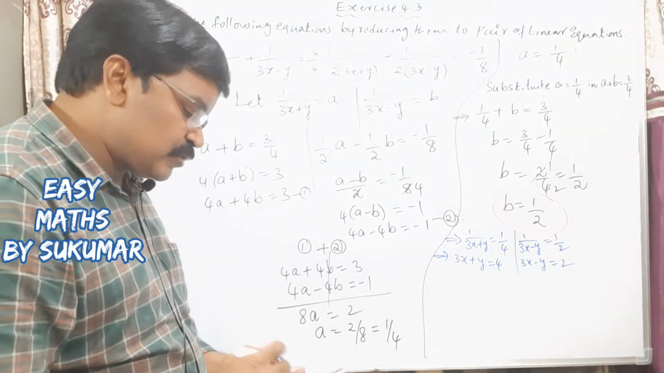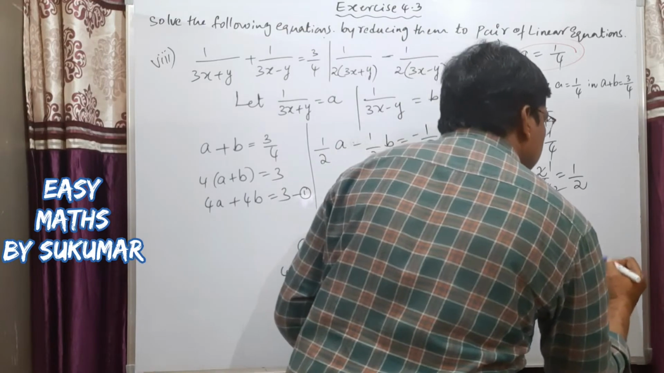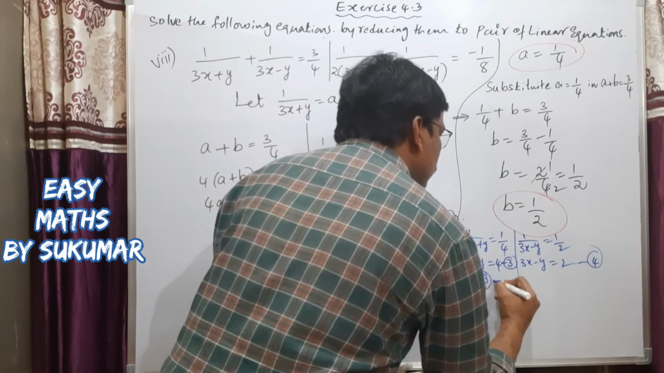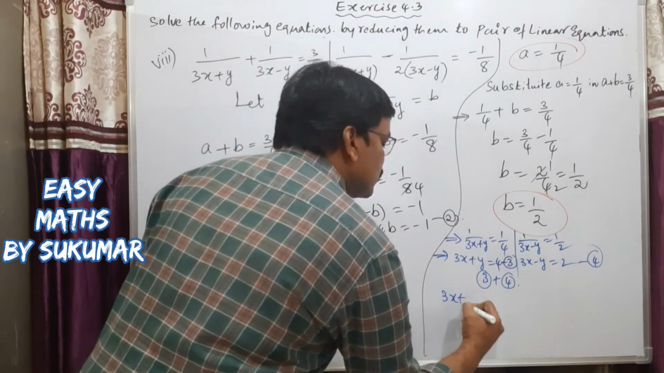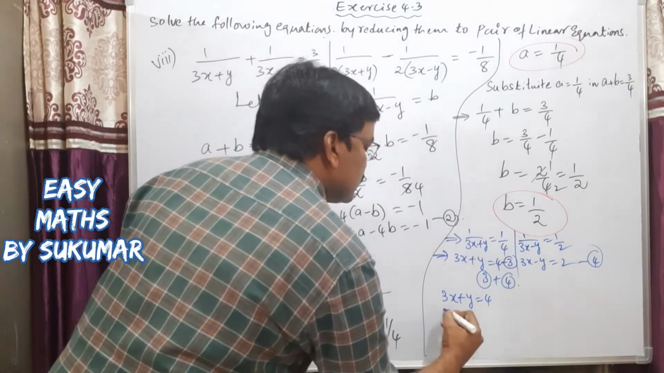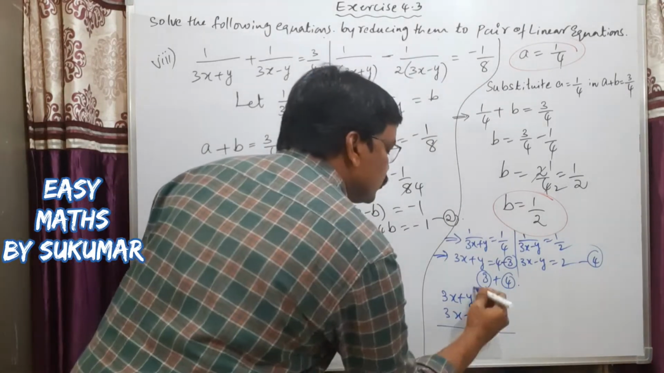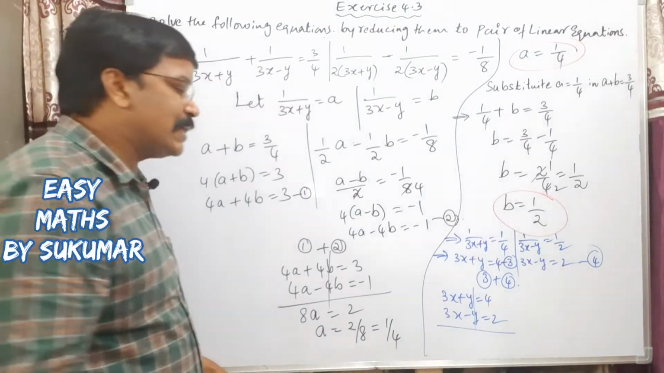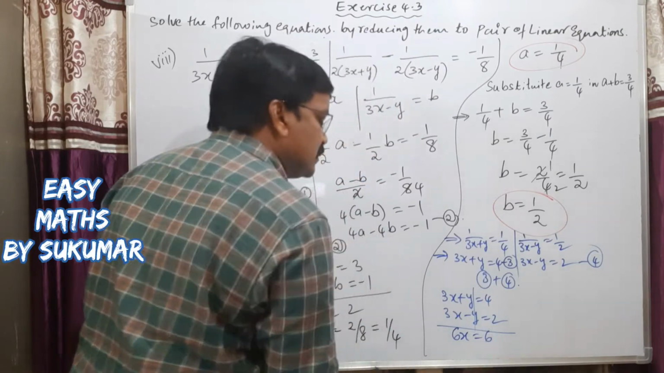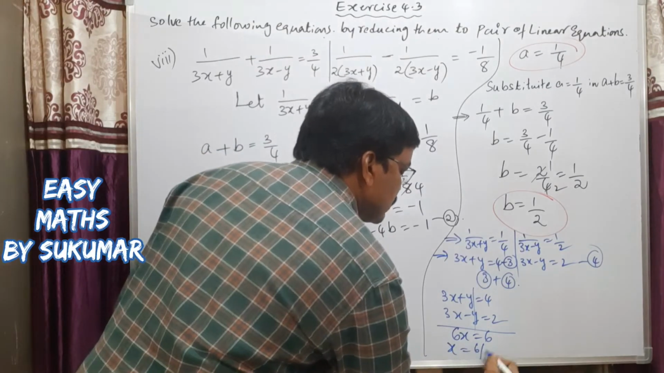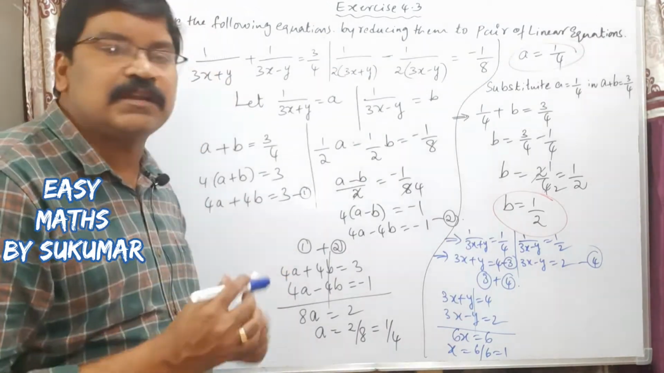So this is equation 3 and equation 4. Let this equation be 3 and this be equation 4. Just by adding these two equations, 3x plus y is equal to 4 and 3x minus y is equal to 2. Just by adding the two equations, both plus y and minus y get cancelled. So 3x plus 3x is 6x, equal to 6. So x is equal to 6 by 6, that is equal to 1. So the value of x is equal to 1.